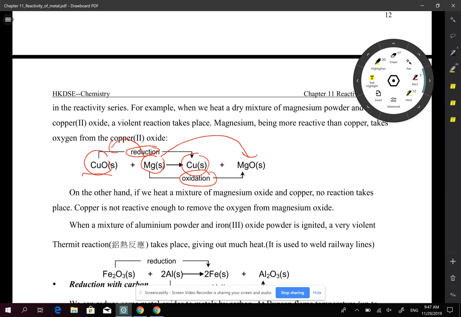It is a pair of reactions. Usually, not usually, always, reduction occurs at the same time as oxidation. A is reduced and B, which reacts with A, is oxidized. It is a fundamental concept of oxidation and reduction. But of course, in Form 5, you will study it in more detail.